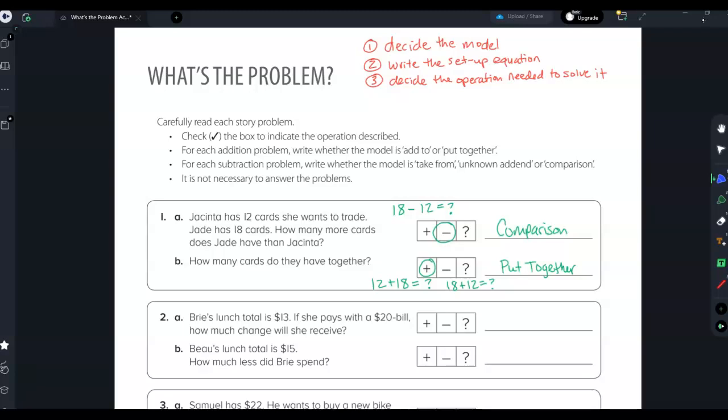So do we have some starting value that we are changing somehow, that we're increasing or decreasing? Yes, we actually do here, right? So if we think of it as the second number they stated, the $20 is what she's starting with. That's what she has, right? And we are decreasing that, right? She is paying for her lunch from that $20. So this would be an example of a takeaway or take from problem.